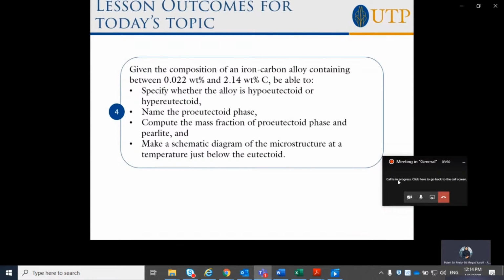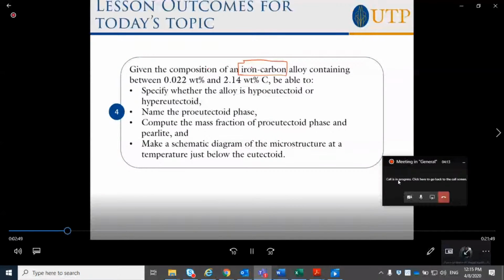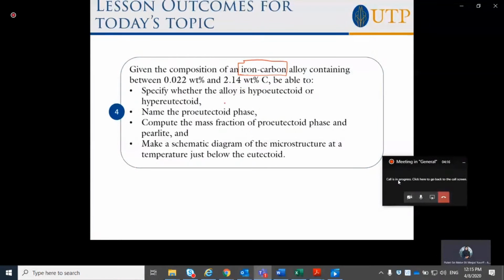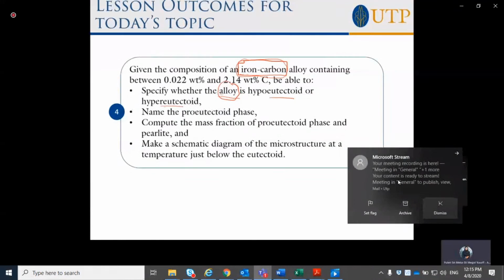Okay, and then one last thing that you will discover about the phase diagram is dealing with iron carbon. This is a very important system, a very common system, right? Definitely you will be coming across iron carbon in your other courses and also in your career as an engineer. Okay, so when you are given this iron carbon phase diagram, you should be able to specify whether the alloy is hypoeutectoid or hypereutectoid. Notice we call it an alloy here because this is iron carbon. So this is an alloy. Okay, you must know that by now, right?